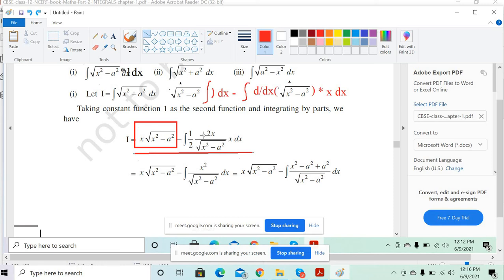So this 2x and x will multiply and become 2x square, and this 2 and this 2 will get cancelled. So x and x square. So basically you will get x square by square root of x square minus a square. Correct? So you have to again use the numerator as plus minus a square, so that you get it in the form of the denominator part. That's what has been done. Clear? Yes, sir. Clear.